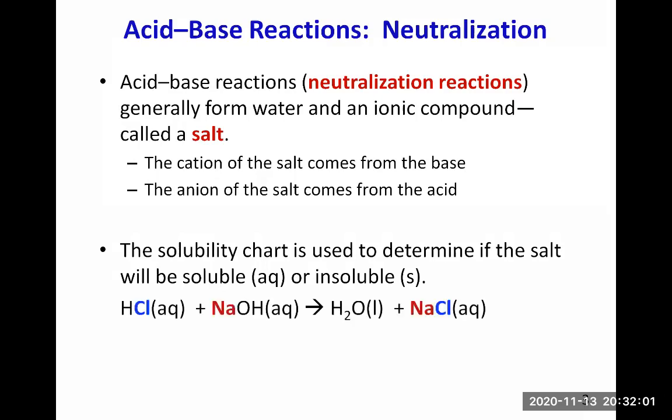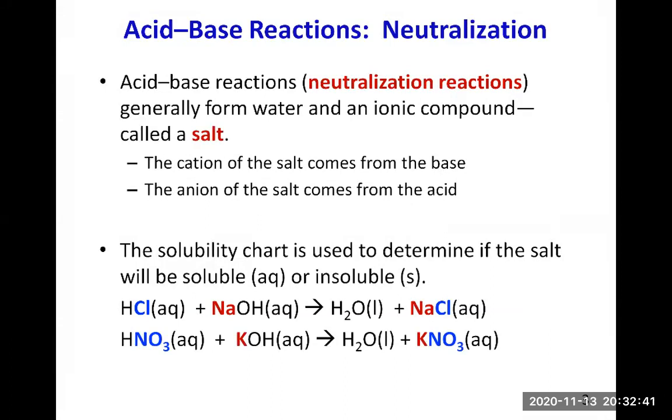So if we look at our earlier example, HCl plus NaOH gives H2O and NaCl. You can see here that the salt NaCl is made from the cation Na+ that comes from the base, NaOH, and the anion Cl- comes from the acid HCl, and together they form the salt. So we say that the general form of an acid-base reaction is an acid plus a base gives water plus a salt. And the salt can be soluble or not. Sometimes they are insoluble.